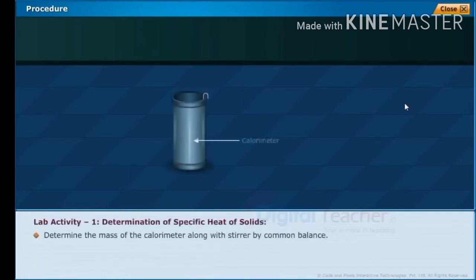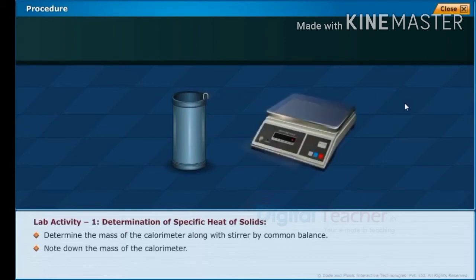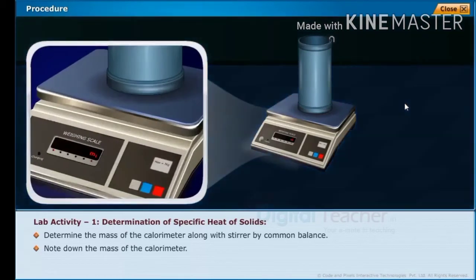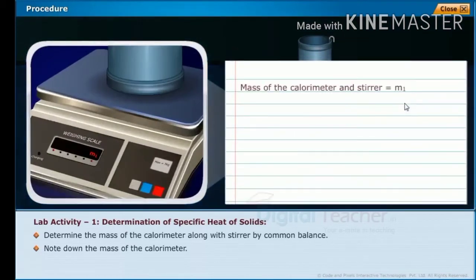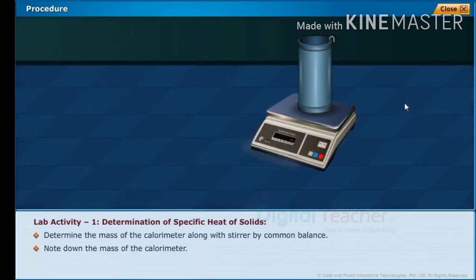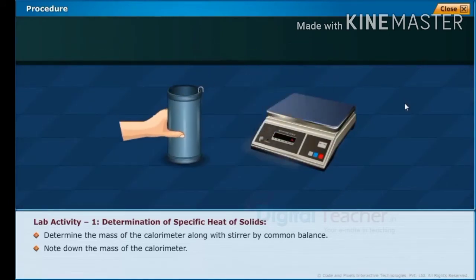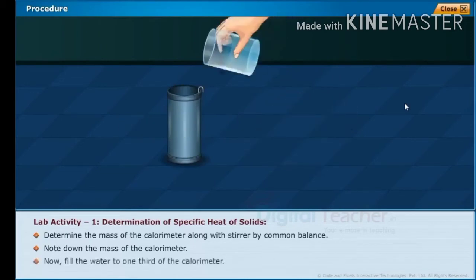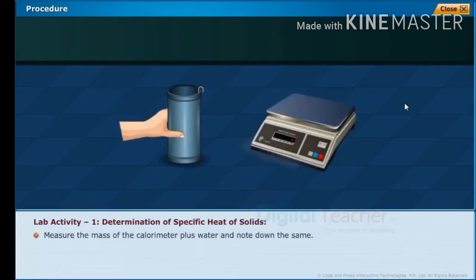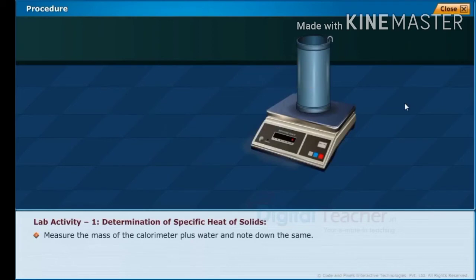Let us follow the procedure. Determine the mass of the calorimeter along with the stirrer. Note down the mass of the calorimeter. Now fill the water to 1/3 of the calorimeter. Measure the mass of the calorimeter along with water and note down the same.